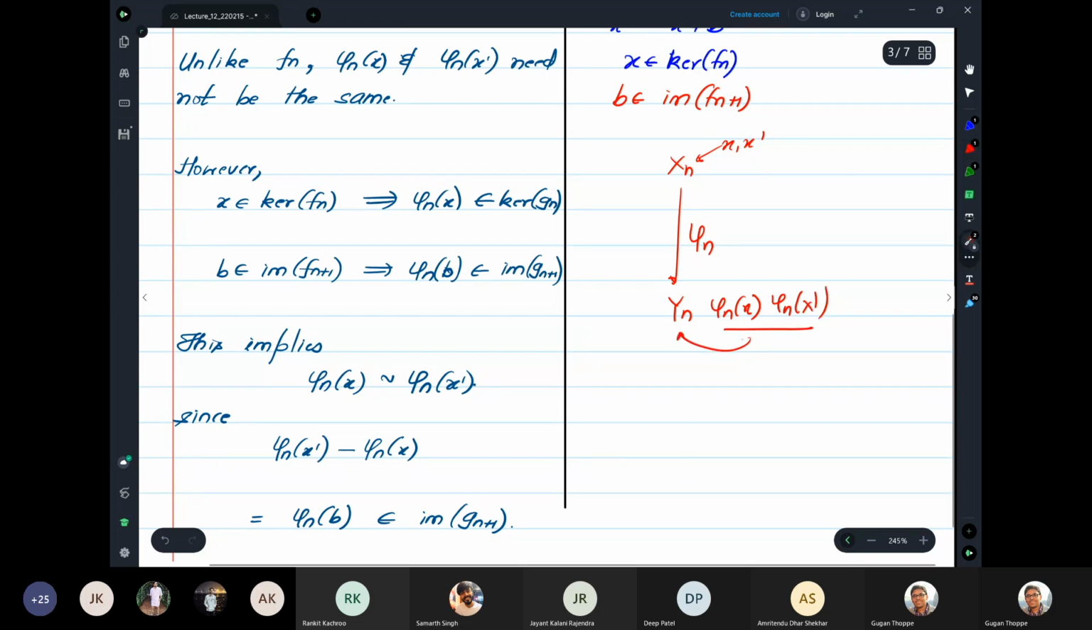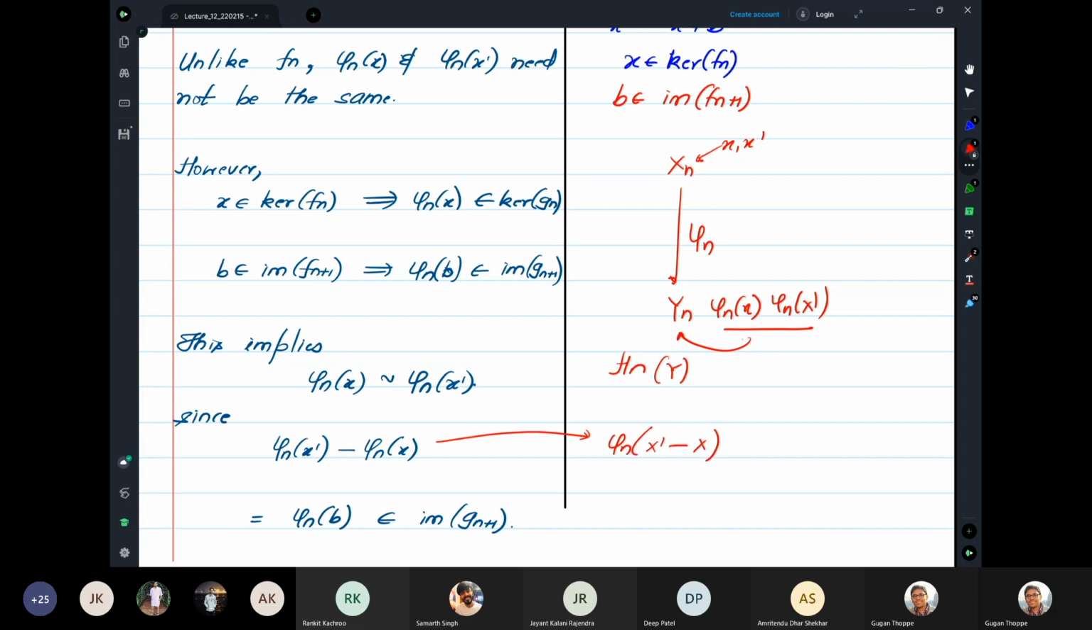Is this okay? So when I say phi n of x and phi n of x prime are equivalent, I mean it in the context of this hn of y, right? This equivalence is with regards to the quotient that we take with respect to image of gn plus 1. So accordingly, in order to check whether phi n of x is equivalent to phi n of x prime, it suffices to check if phi n of x prime minus phi n of x lies in image of gn plus 1, right? However, this is again trivially true because phi n of x prime minus phi n of x, by the linearity property of phi n, is just phi n of x prime minus x, and x prime minus x is precisely b, so phi n of b, and we have already stated here that phi n of b must lie in the image of gn plus 1.